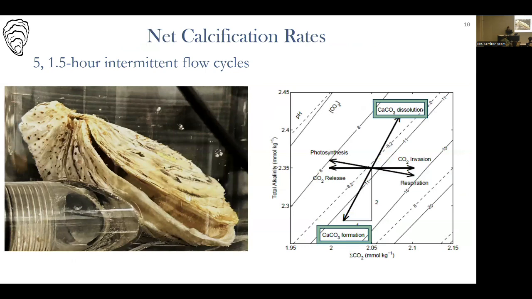Another measurement was the calcification rates. The way that we measured calcification rates of the oysters was using the alkalinity anomaly technique, where you measure the total alkalinity of the chamber water and the total alkalinity of the sump water. From the change in this total alkalinity, you can extrapolate calcium carbonate formation based off the 2-to-1 ratio: a 2 molar change in total alkalinity is equal to a 1 molar change of calcium carbonate formation or dissolution.